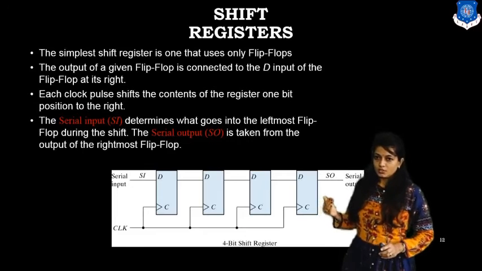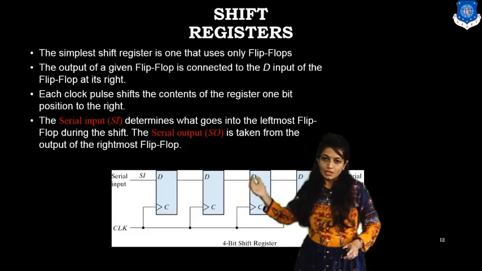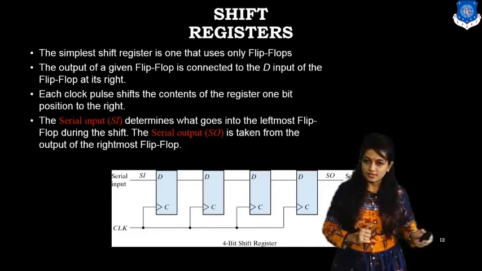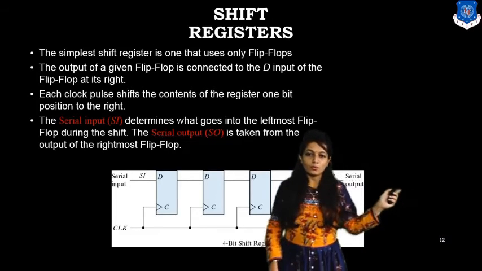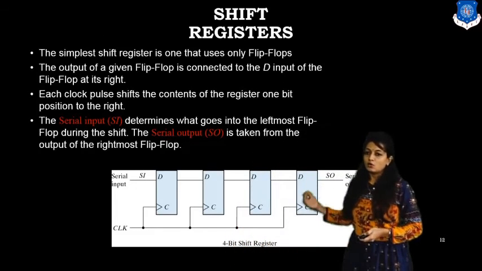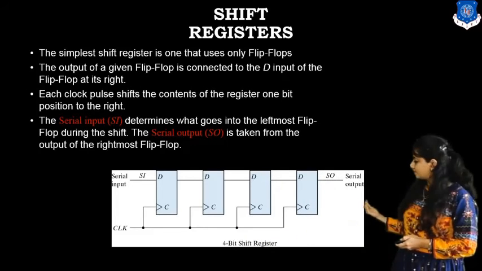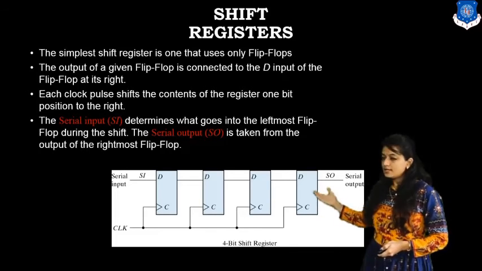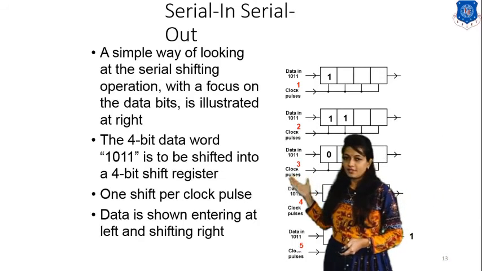So the serial input determines what goes into the leftmost side during the shift time. And the serial output is taken from the last flip-flop, which is the output on the rightmost side. This is the way we can draw the logical diagram for serial in, serial out. This is a simple way of looking at serial shifting.